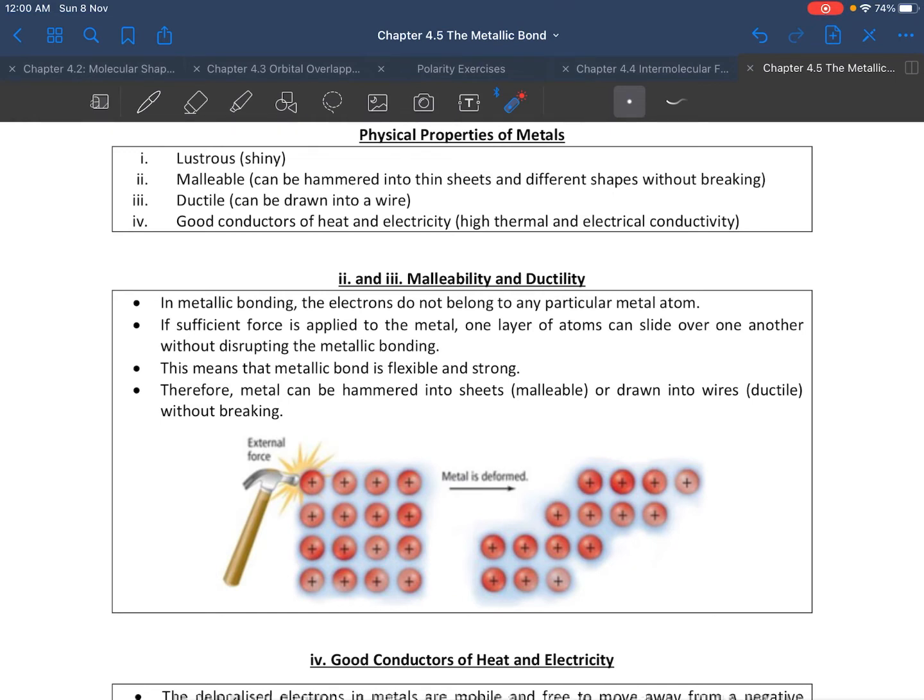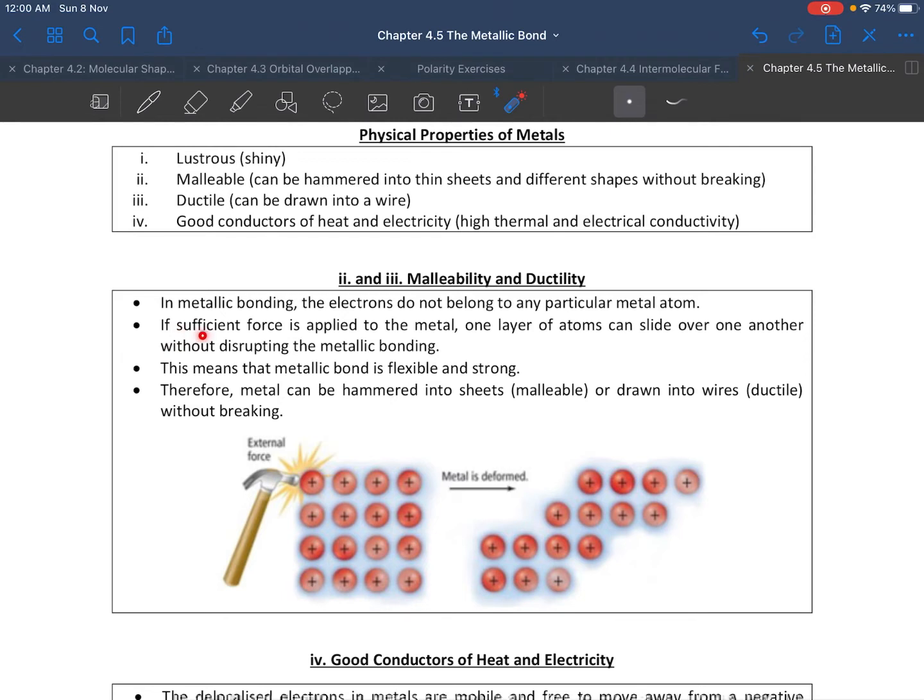Okay, so kita akan tengok explanation on the second and third properties, iaitu malleability and ductility. Kenapa metal ni boleh ada malleability properties and ductility properties? Okay, so in metallic bond, the electrons do not belong to any particular metal atom. Okay, so this one saya dah explain awal-awal tadi. Okay, elektron yang dalam Electron Sea model tu tidak belong to any particular metal atom. Dia bebas untuk bind with any metal ion kan.